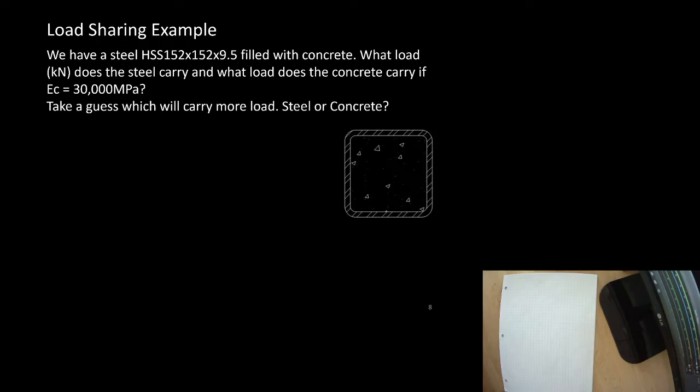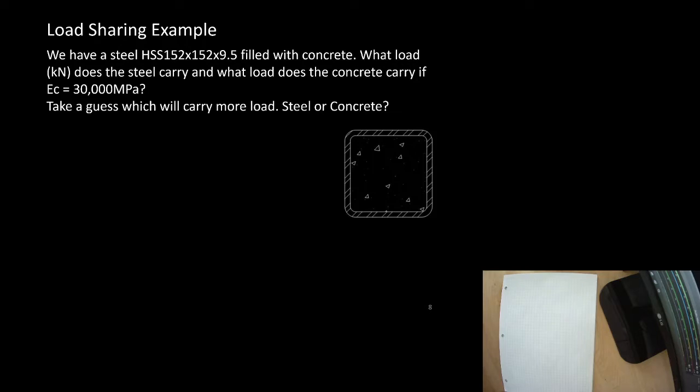Let's just start with an exercise here. Right in the corner, what do you think is going to carry more load, the steel or the concrete? It's not obvious to me. We know that there is way more concrete than there is steel. So the area of the concrete is greater than the area of the steel.